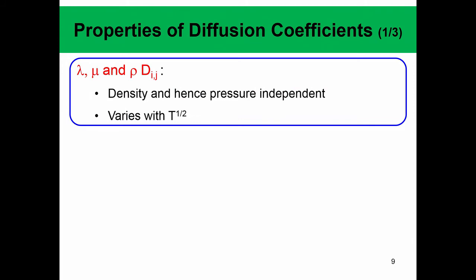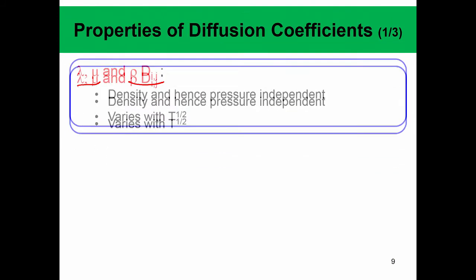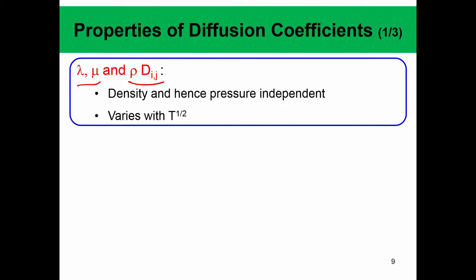So, what we find is that lambda, mu and rho Dij, that is if we take this rho here. And we will see later that instead of Dij, this rho Dij is sometimes a better choice for defining diffusion.